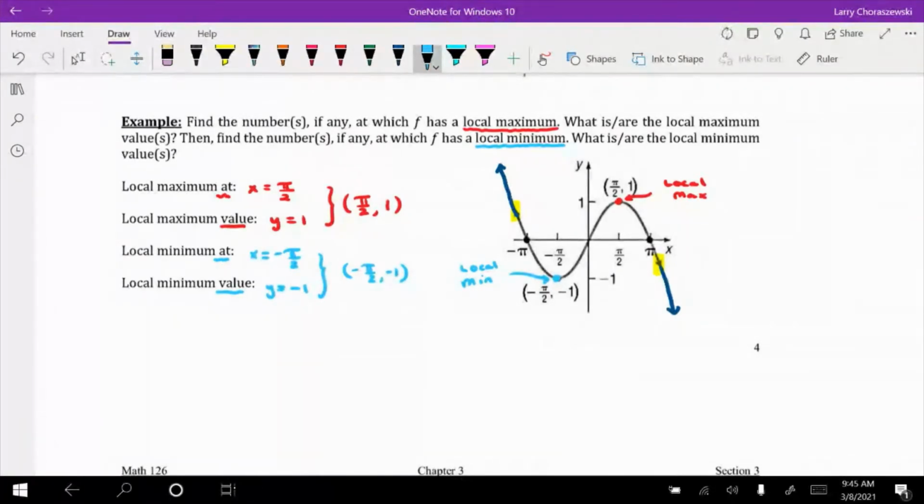Okay? Is this making sense so far? All right.